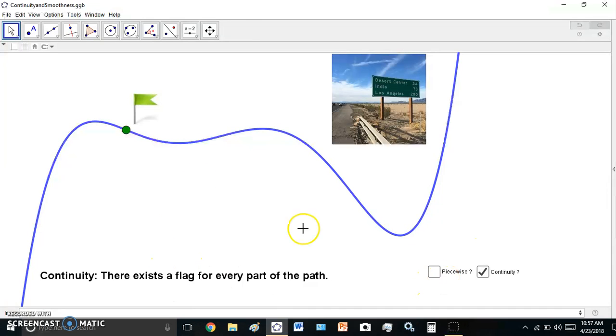Now, supposedly if we move along the path, we're not moving a point. Points don't move, they're stationary, okay?